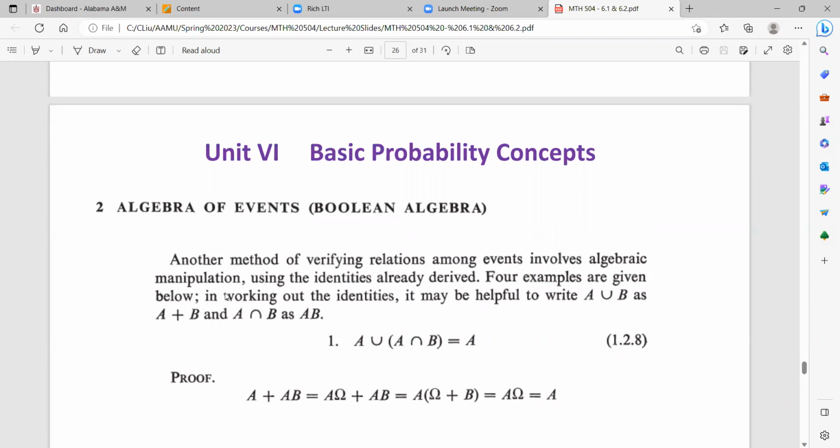So this is another method, in addition to the method we just talked about using the sets: pick up an element in the sets and then try to prove any element in one set is also in another set, and vice versa, to prove these two sets are the same. Here we just use the Boolean algebra itself to prove it, and it's very simple. It's much simpler. Okay.